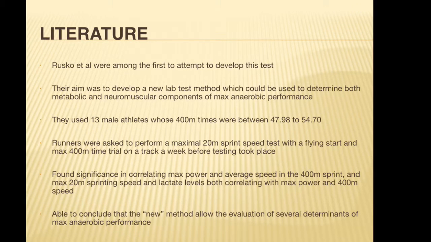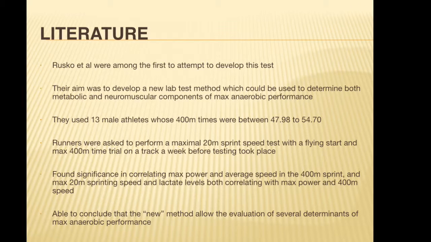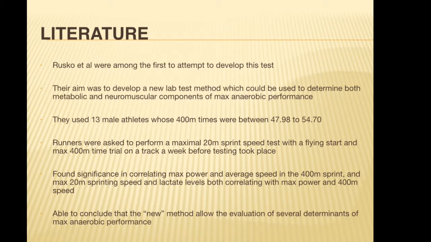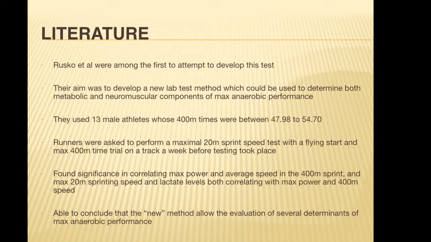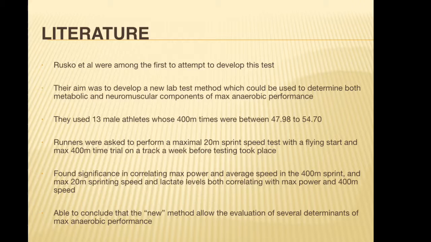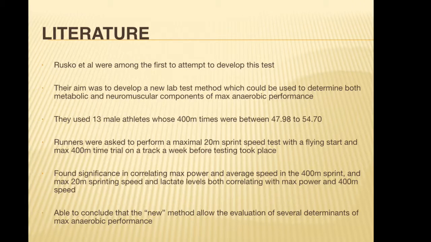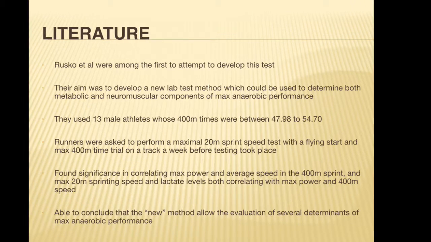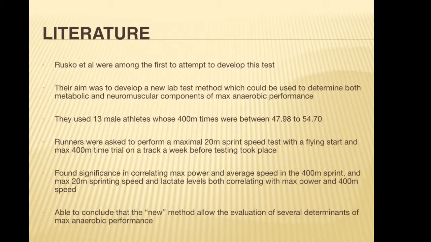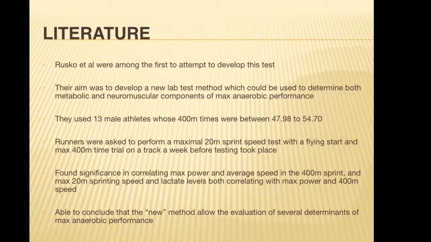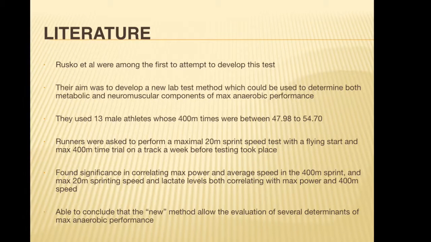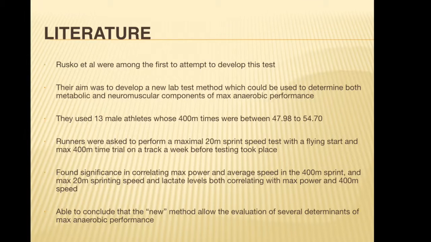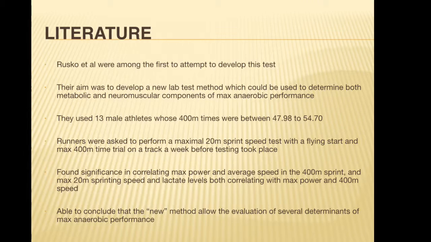Bear with me, though. The runners were asked to perform a max 20-meter sprint speed test with a flying start and a max 400-meter time trial on a track a week before testing took place. This gave them something to compare. So what they found was significance in correlating max power and average speed in the 400-meter sprint, and max 20-meter sprinting speed and lactate levels, both correlating with max power and 400-meter speed. So with those results, they were able to conclude that the new method allowed evaluation of several determinants of max anaerobic performance.